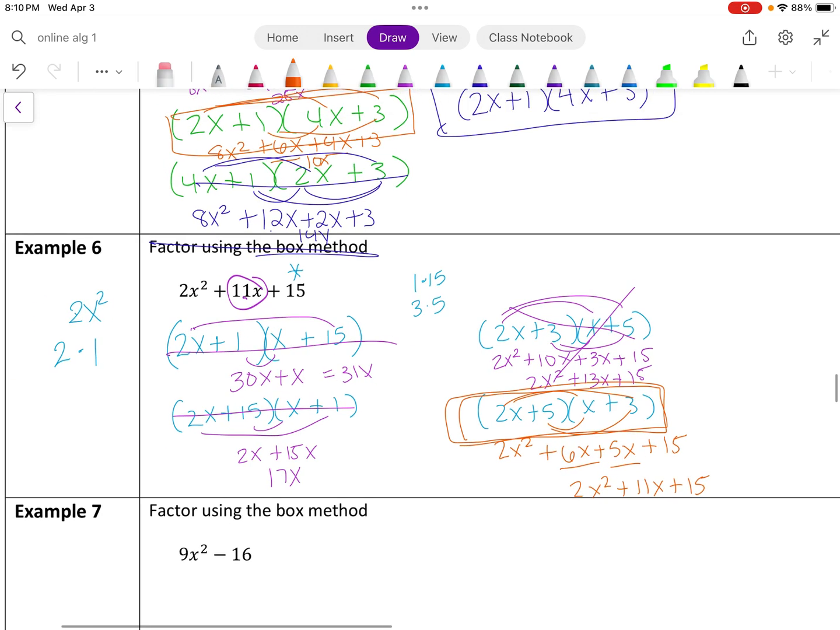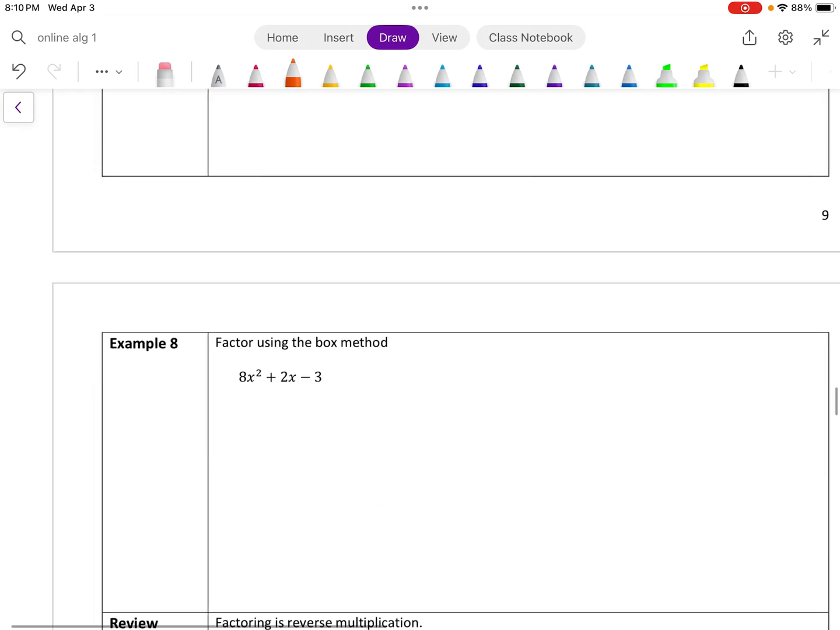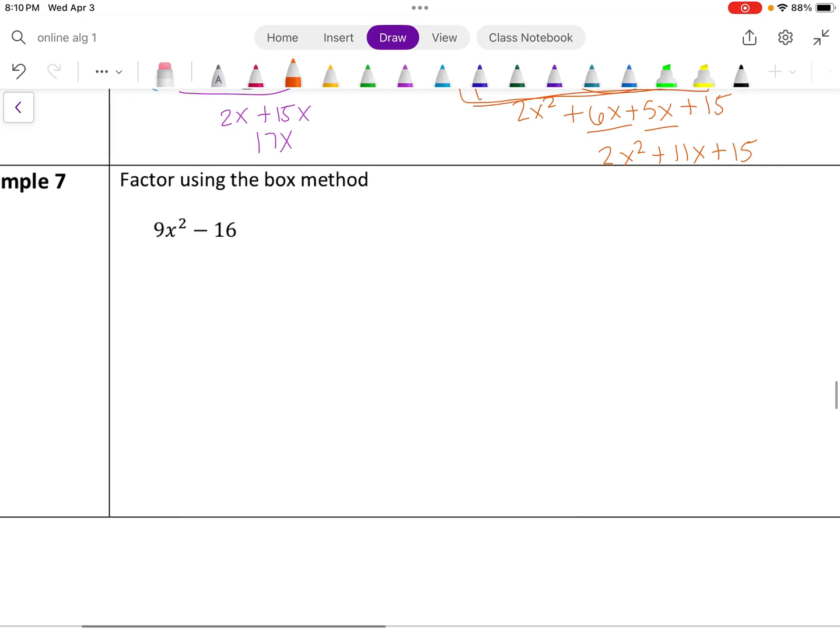All right, let's do a couple more, but let's do some with some negatives in here. Okay, we'll do these last two. So we have 9x squared minus 16. This one looks a little funny, doesn't it? Because it's only got 2 terms instead of 3 terms like we're used to.